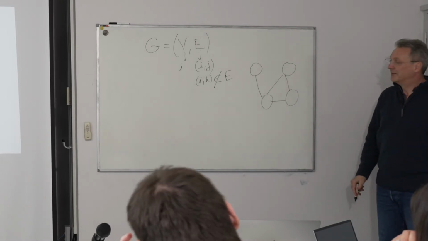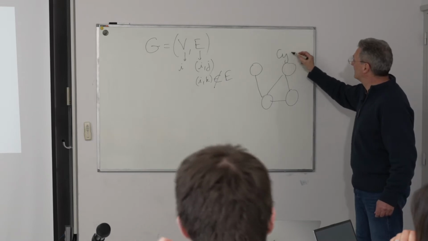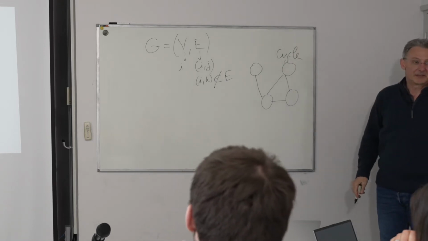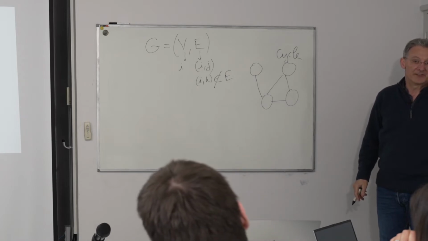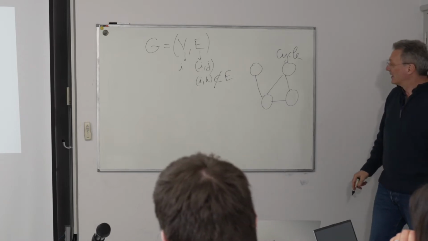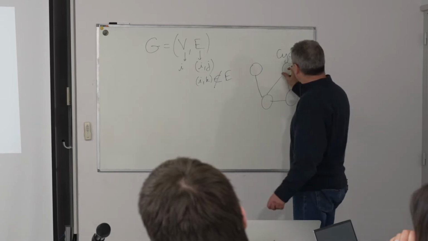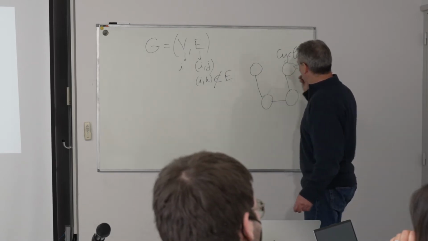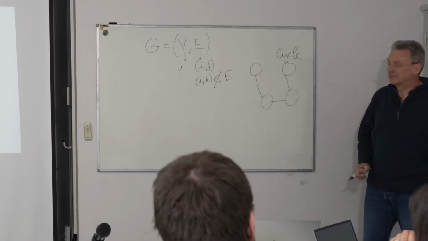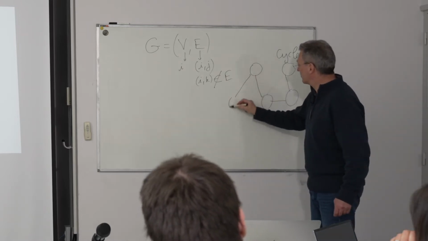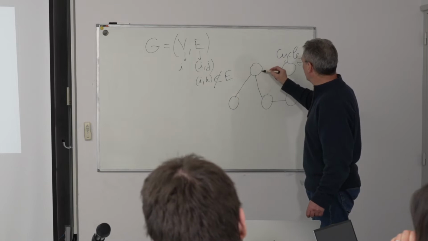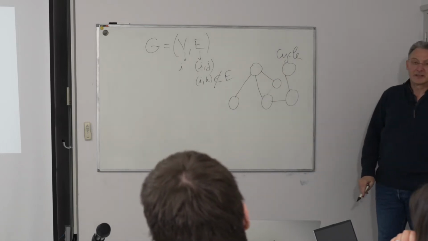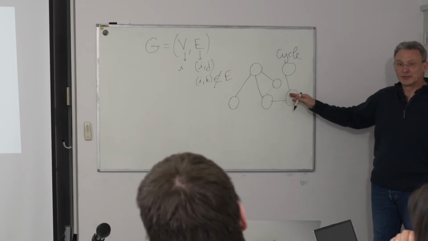Okay. This is a cycle. When I have a cycle, my graph is not a tree. A graph which has no cycle, like this, is a tree. I should maybe put another one here. You see that there is no cycle here, so my graph is a tree.